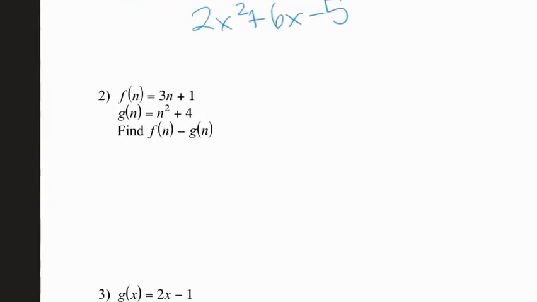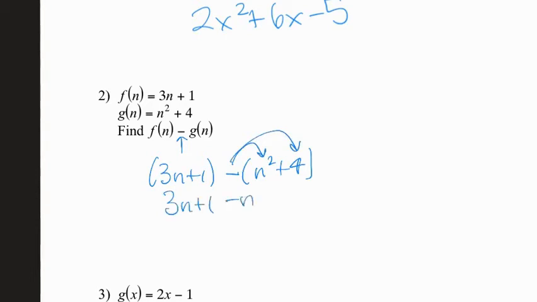Now, let me scoot this up a bit. For number two, again, notice you've given two functions. This time you are subtracting. Okay, it's not that difficult as long as you remember to write them in parentheses first so that you can distribute the negative. So let me do that. Let me distribute that negative. And now when I go to combine some like terms, which in this case is these two constant terms, and I put my answer in descending order, I end up with negative n squared plus 3n minus 3.